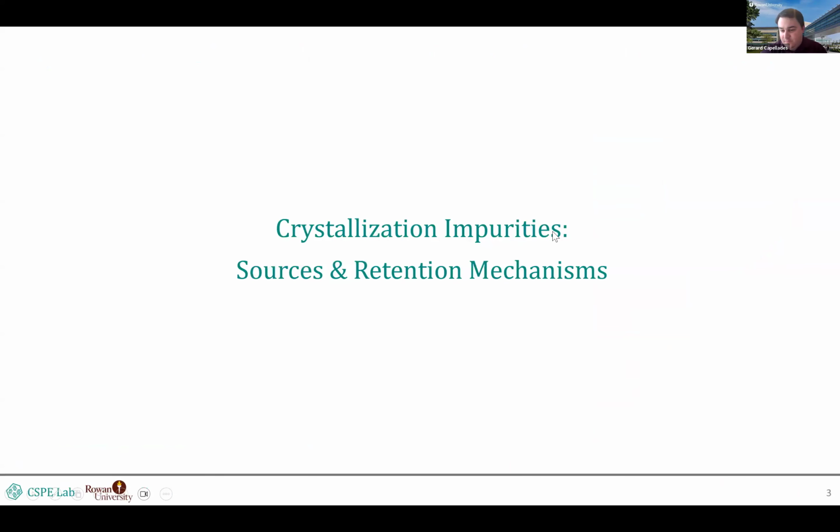So let's start very simple, right? About sources of impurities and retention mechanisms that we've seen in the literature. And then we're going to start bringing things a little bit more into shortlisting different mechanisms and trying to work a bit on diagnostics within that shortlist, right?